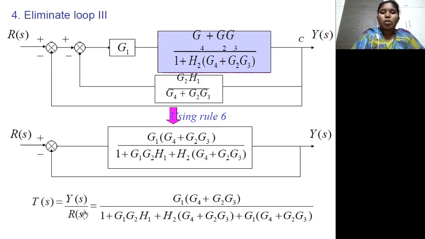or else we can represent only this transfer function in the form of a block, with an input R of S and output Y of S. So what it indicates is that the number of blocks in the block diagram are reduced to a single block by using the block diagram reduction method. So this is about the conversion of the number of blocks into a single block, or else the determination of transfer function by using the block diagram reduction method.